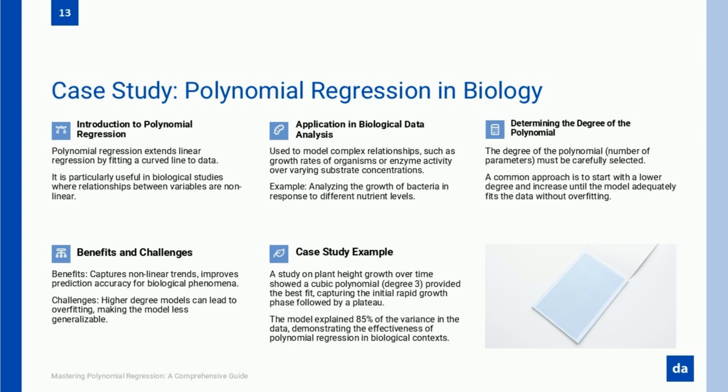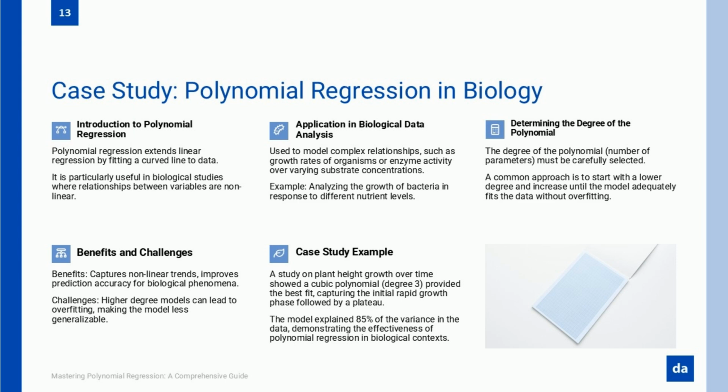biological processes. Additionally, polynomial regression plays a role in epidemiology, where it helps track disease spread by modeling infection rates over time. This case study highlights how polynomial regression is a valuable tool for capturing nonlinear relationships in biology, from population dynamics to drug interactions. By selecting the appropriate polynomial degree, validating models with cross-validation, and using regularization techniques to control complexity, researchers can gain meaningful insights into biological systems.